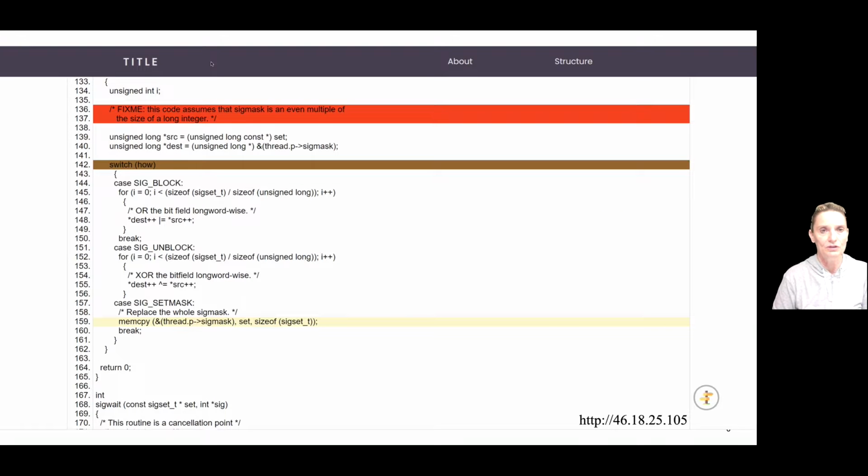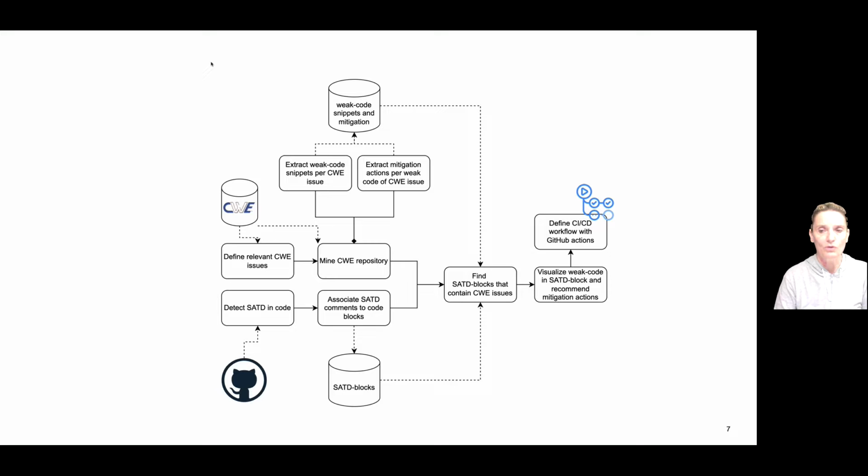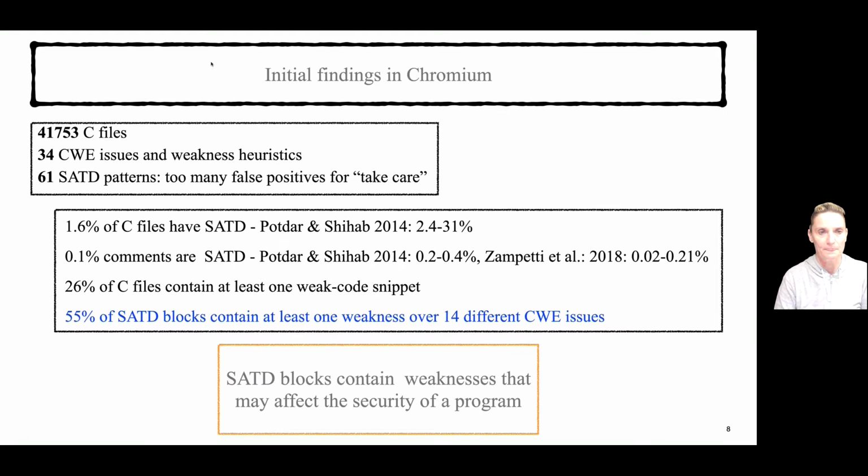So we built a tool that visualizes the SAT comment, the related code, so the SAT block, and the lines that are weak in the SAT block. We also defined GitHub Actions in order to automate our approach in CI/CD pipelines.